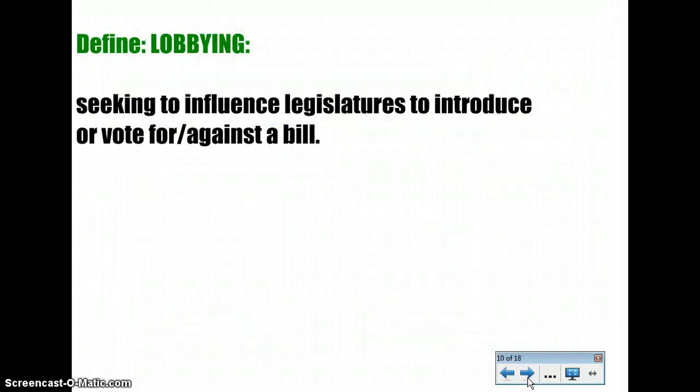Another major influence on policy making is the job of lobbyists. They actually do this thing called lobbying, which is to seek to influence legislatures to introduce or vote for or against a bill. So a lobbyist is committed to a specific issue that they feel passionate and educated about, that they will actually seek to contact lawmakers to persuade them to vote either for or against a proposed law.